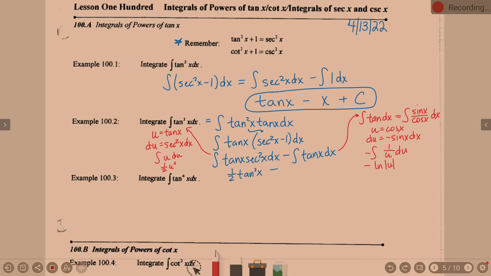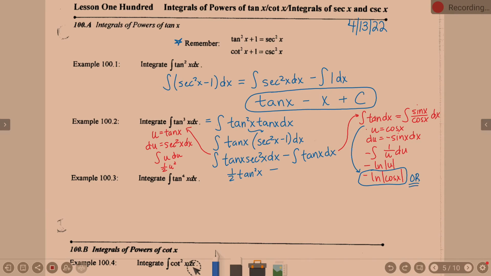Which in this case is tangent x. No, not tangent. U is not tangent. U is cosine. So negative natural log of the absolute value of cosine x. Notice I'm using the absolute value this time, because cosine oscillates, doesn't it? It has positive values, it has negative values. So I'm using the absolute value there. And so what I just proved to you is that the integral of tangent x is, one way to express it, negative natural log of cosine x.